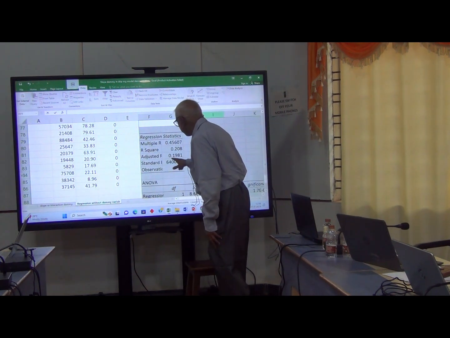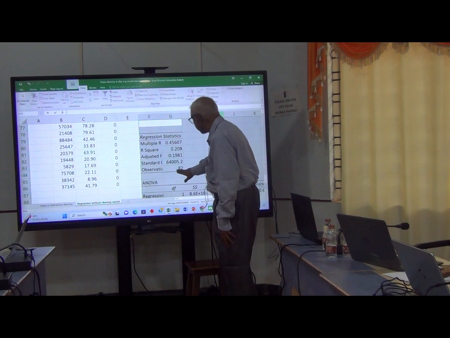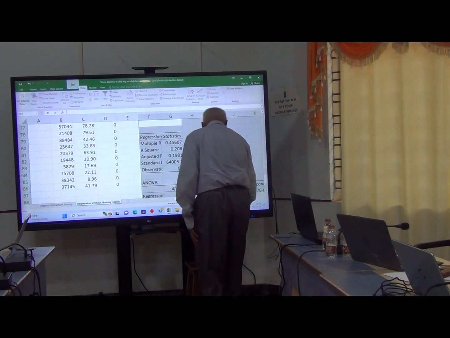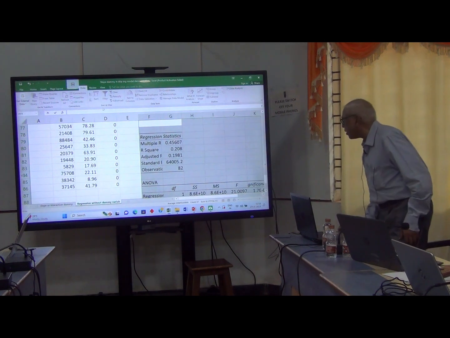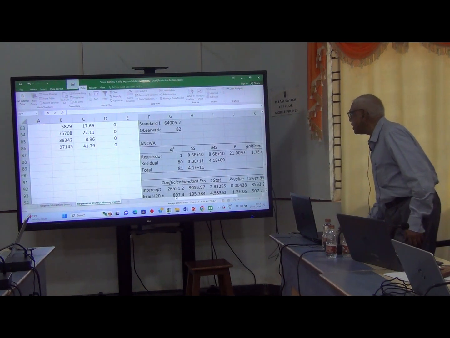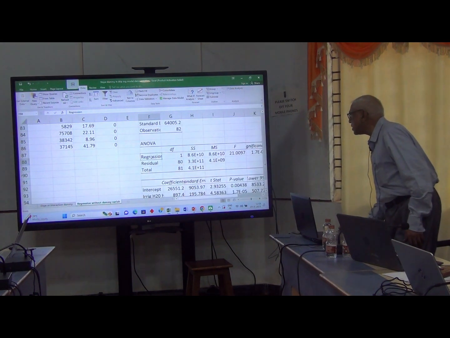Now, the adjusted R square is this. How many observations are there? 82 farmers are there. Now come to ANOVA. Only the important things. Okay, no regression. So see, in ANOVA, what is this regression? Some things here are important, and I will tell you what they are.